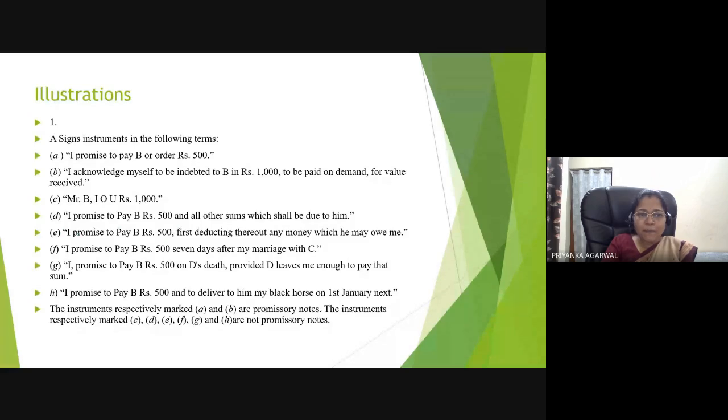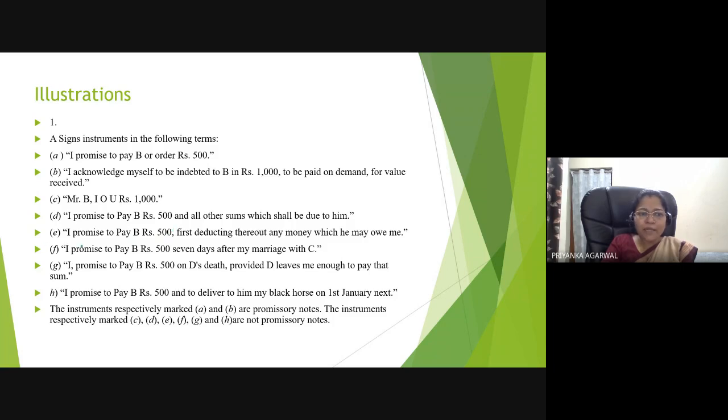"I promise to pay B rupees 500 seven days after my marriage with C." So it is not an unconditional undertaking to pay. There is a condition attached, right? After my marriage with C. And also, whether he will marry or not, who knows? Whether before the marriage date he will die. So there is no certainty of date also.